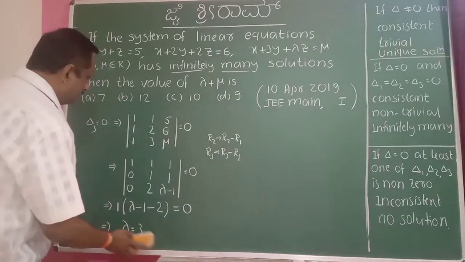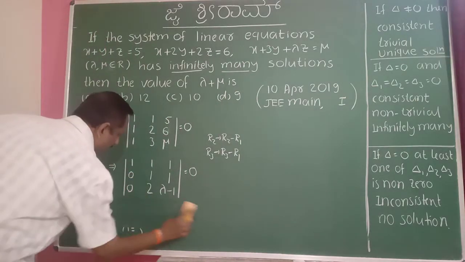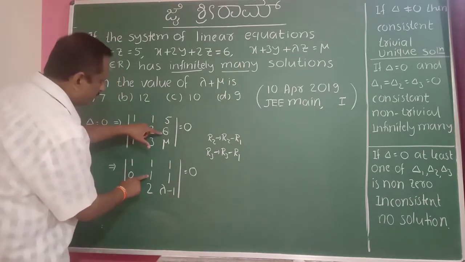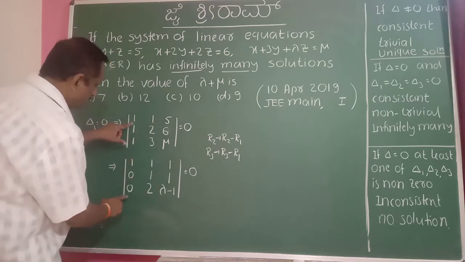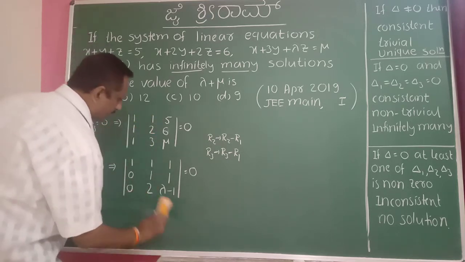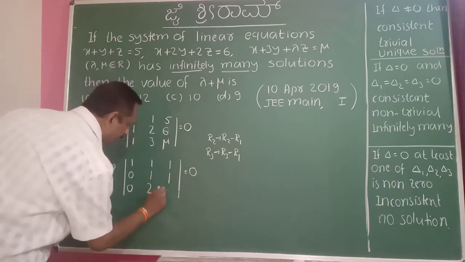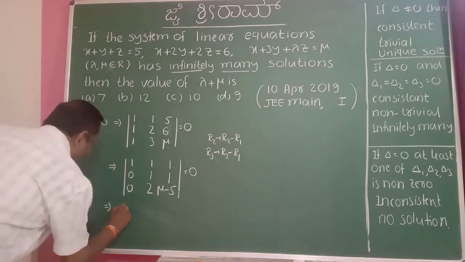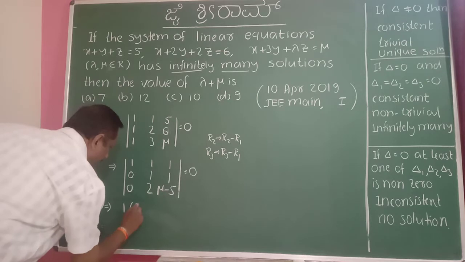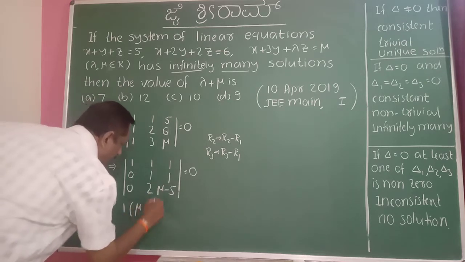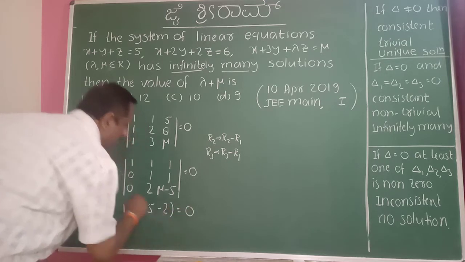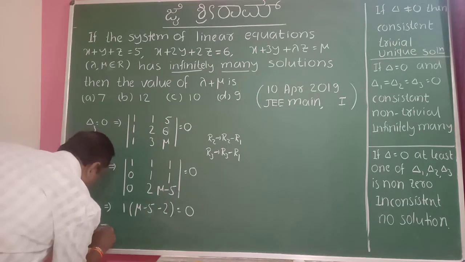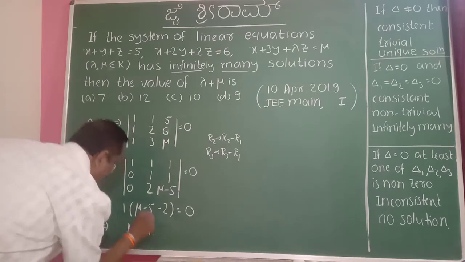Now you expand just like the previous result. Again subtracting each other: 1 minus 1 is 0, 2 minus 1 is 1, 6 minus 5 gives 1. 1 minus 1 is 0, 3 minus 1 is 2, mu minus 5. Again expand it. Therefore this implies 1 into 1 into mu minus 5 is mu minus 5, minus 2 ones are 2, that is equal to 0. The next two terms become 0. Minus 5 minus 2 is minus 7. Take minus 7 to the right hand side. Therefore mu is equal to plus 7.